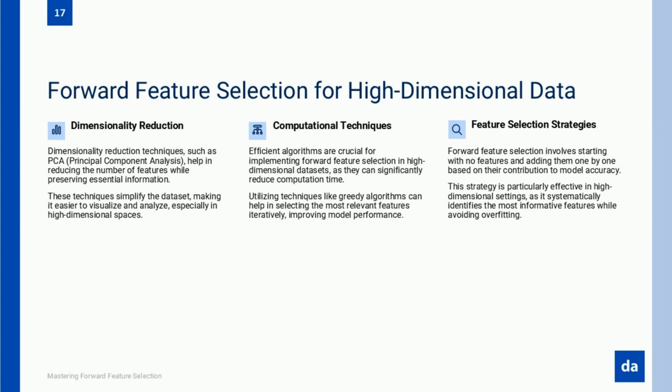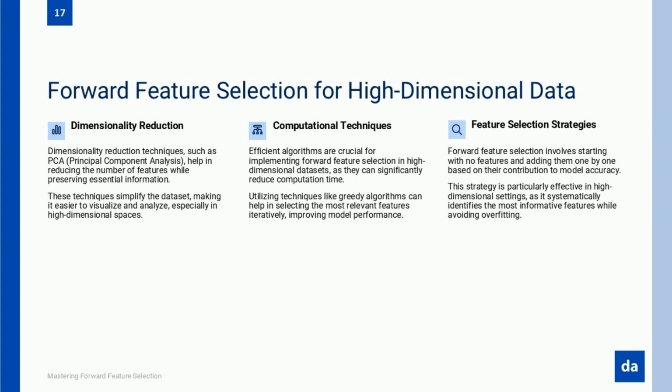One way is to pre-filter features before running forward feature selection. Techniques like mutual information, statistical tests, or even simple correlation checks can help eliminate obviously useless features before we even start. This way, instead of testing thousands of features, we only evaluate the ones that actually have potential.